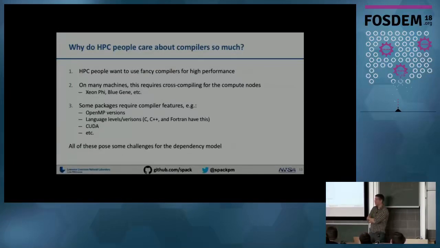We care about building with CUDA. All of those things are features that are exposed by the compiler, or you might say that their interface is exposed by the compiler. And we want to be able to experiment with them. And it would be nice if we had a proper dependency model for that stuff. So all of these things pose some challenges for the dependency models.